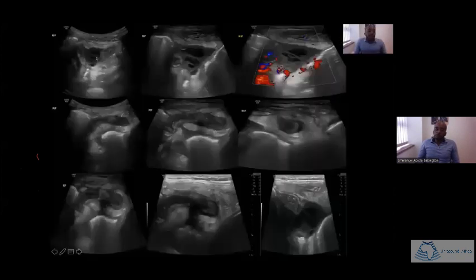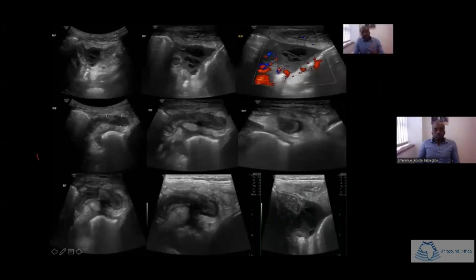So these were the images acquired from the patient's ultrasound. That's the collection in the right iliac fossa. This is the collection there. And then you can see the inflamed appendix there. This was the curvilinear probe. And then when we used the linear probe, we got that as well.